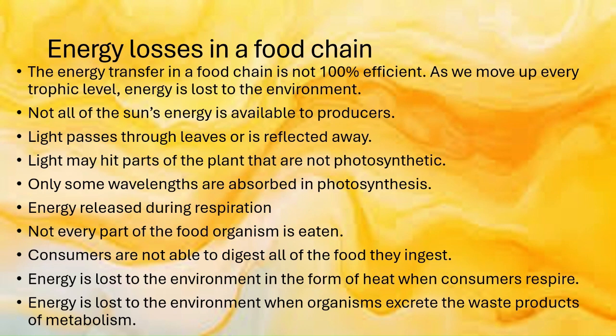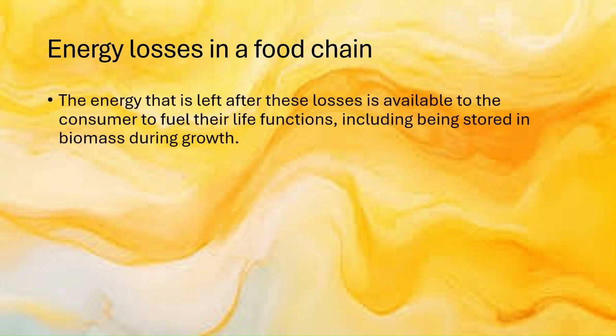Not every part of the food organism is eaten. Consumers are not able to digest all of the food they ingest. Energy is lost to the environment in the form of heat when consumers respire, and energy is lost to the environment when organisms excrete the waste products of metabolism. The energy that is left after these losses is what is passed on to the next trophic level. That is what is available to the consumer to fuel their life functions, including being stored in biomass during growth.